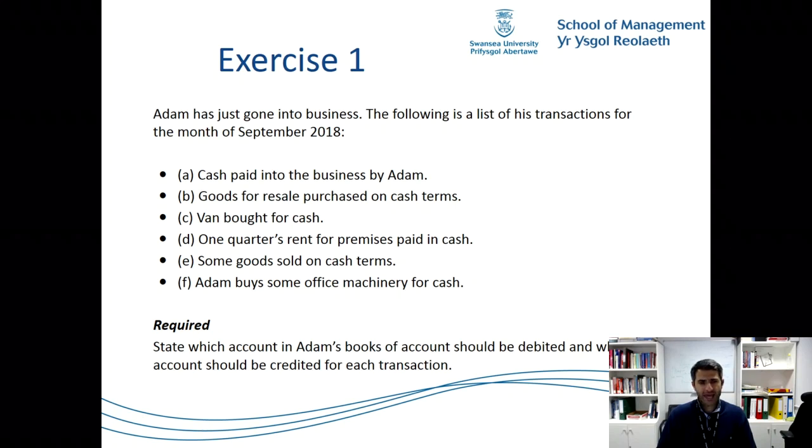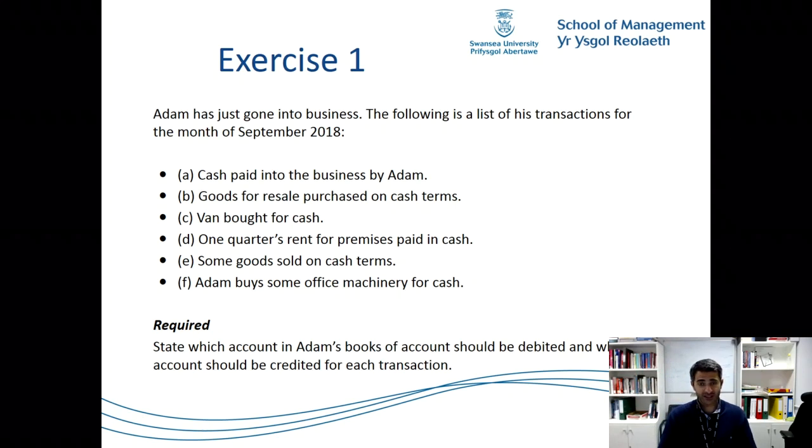Van bought for cash. Can you see now? Don't tell me we need to write purchases. Why? Because it is a van, and we did say you only write purchases if it's only goods. So in this case, the van is classified as a fixed asset, a non-current asset.